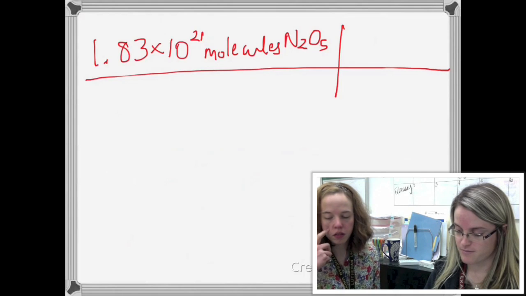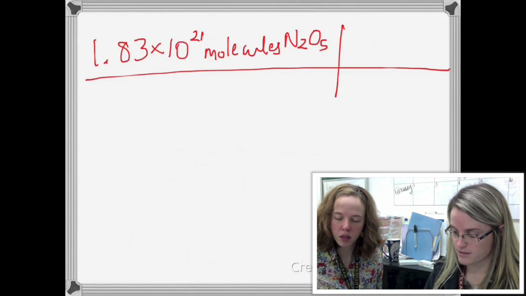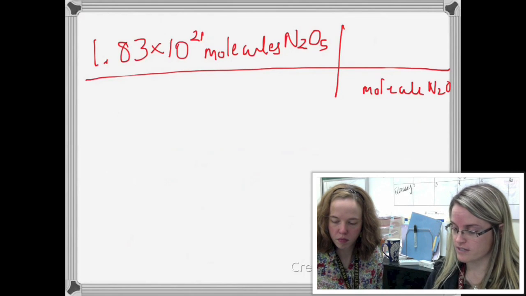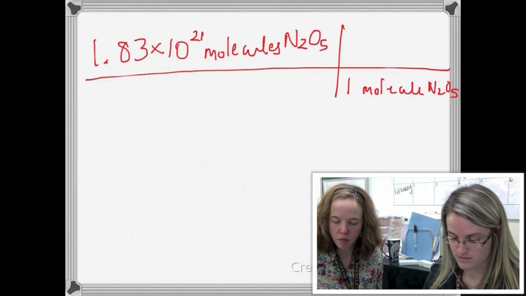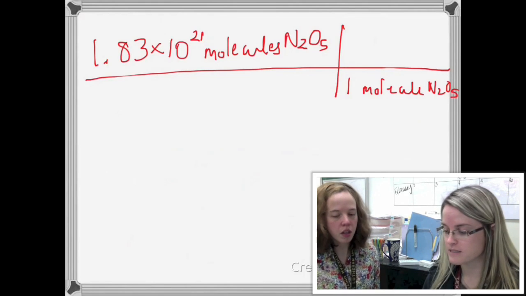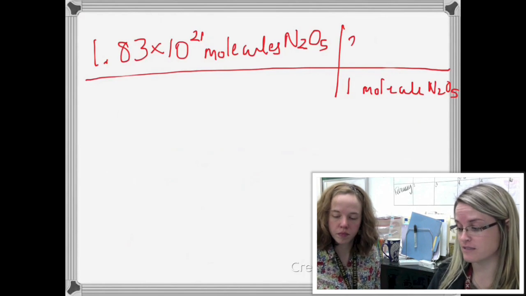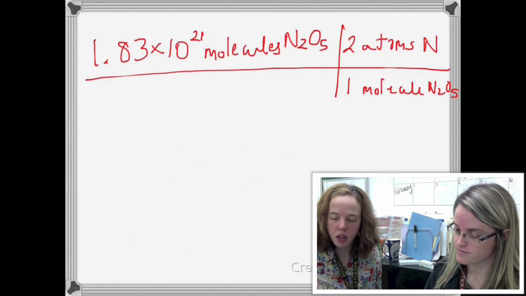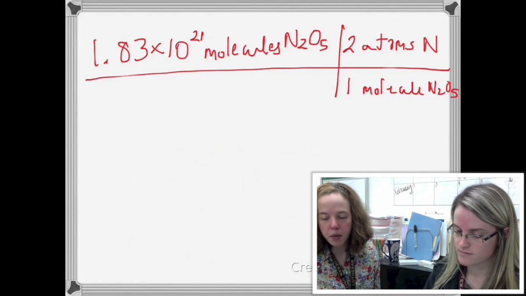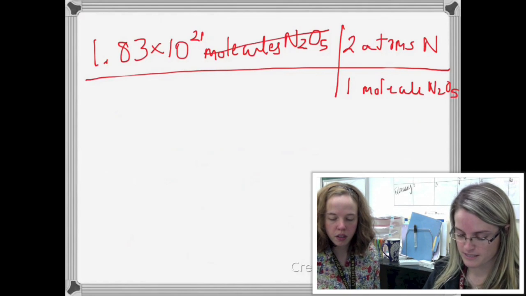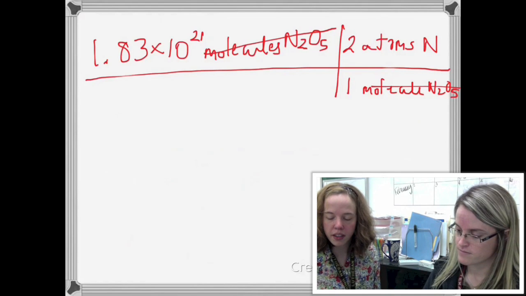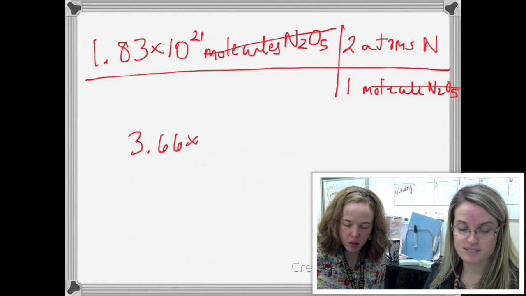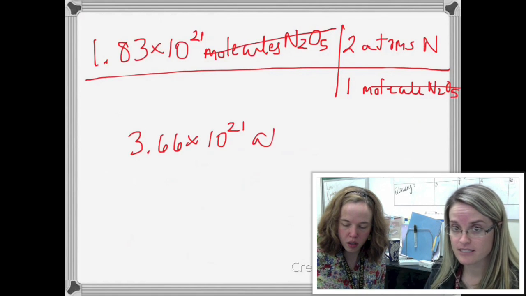And since we have molecules up top, we need molecules down below. Right. So we have 1 molecule of N2O5. And then it's asking how many atoms of nitrogen. So that's where I'd go back and look at the formula, and I see that it's got N2. So that's 2 atoms of nitrogen? Yep. For every 1 molecule, we've got 2 atoms of nitrogen. And so I've got molecules on top and molecules on bottom. What can I do? We just multiply times 2. Right, so we're going to cancel out our molecules. That leaves us with atoms, which is what we're looking for. And we get 3.66 times 10 to the 21st atoms of nitrogen.